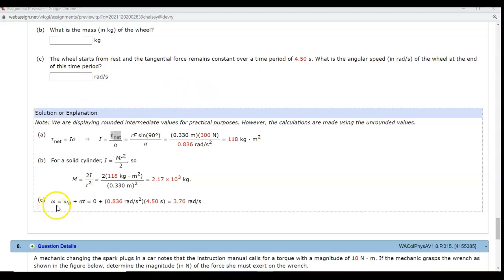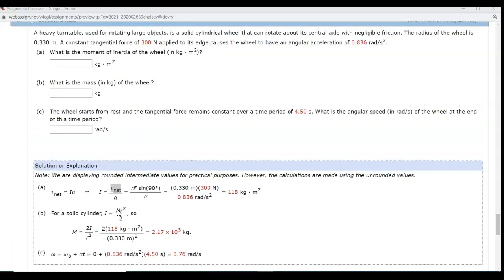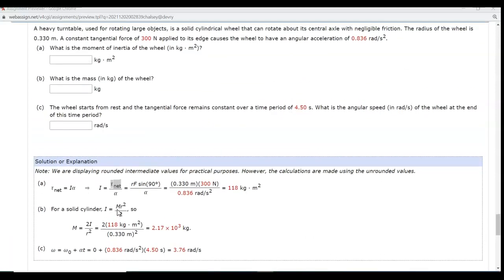All right, so the final angular speed equals the initial angular speed plus the angular acceleration times the time. The initial was 0, plus the acceleration that was given, 0.836 radians per second squared, times the time that was given, 4.5 seconds, and that gives us 3.76 radians per second.